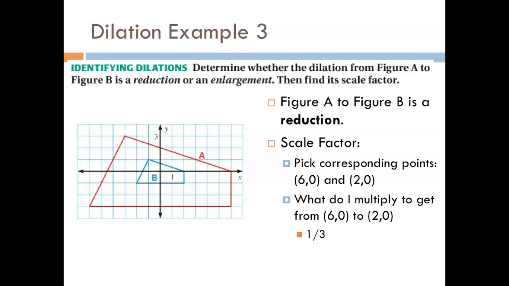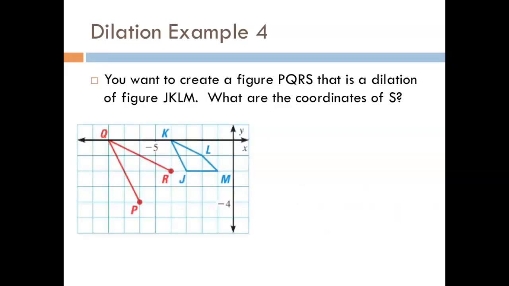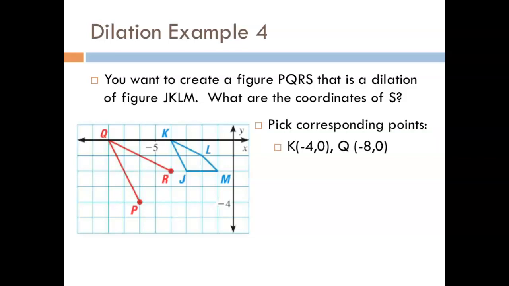Look at example 4. You want to create a figure PQRS that is a dilation of figure JKLM. What are the coordinates of S? So we have to determine, because we're not told, what the scale factor is. How do we figure out what the scale factor is? We'll do it the same way as we did in example 3. We'll pick some corresponding points. So for example, we have a point K at (-4, 0), and then point Q at (-8, 0).